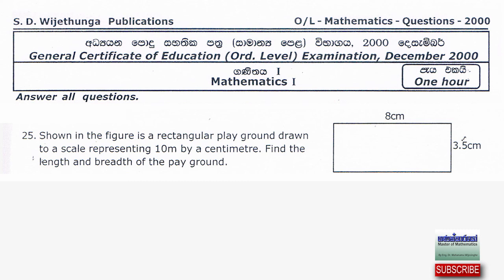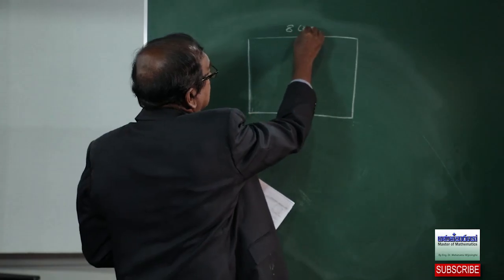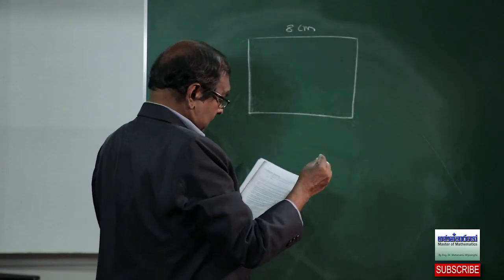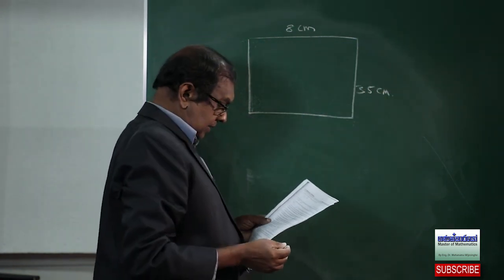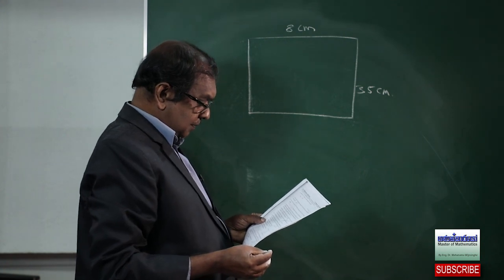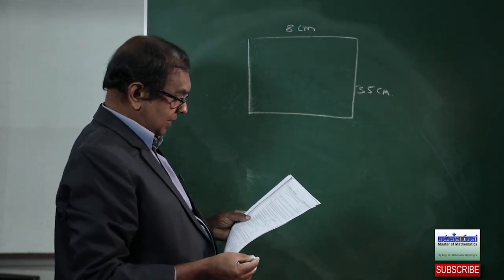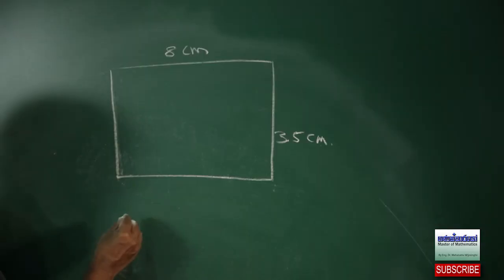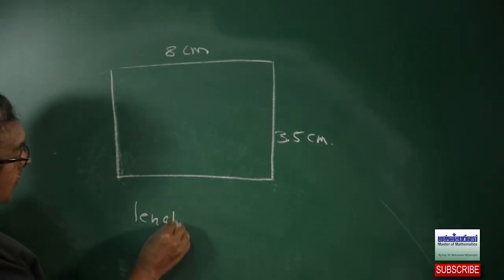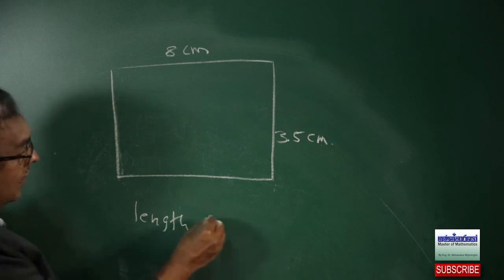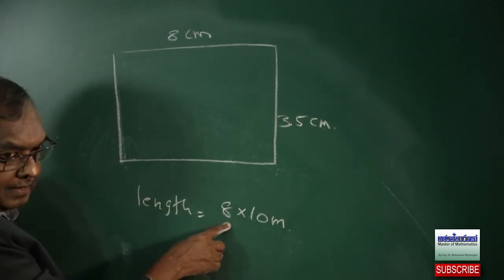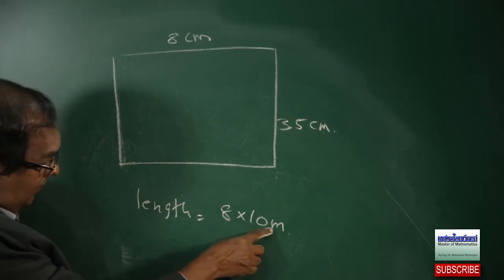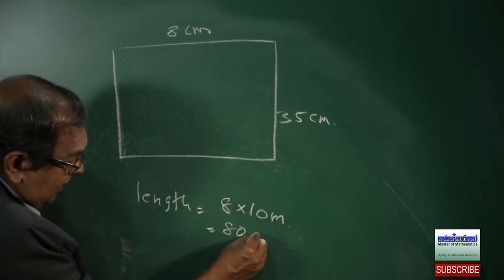In the given figure, the length is 8 centimeter and the breadth is 3.5 centimeter. According to the details, the scale is representing 10 meter by a centimeter. Then length equals 8 into 10 meter, since 1 centimeter equals 10 meter. That means 80 meter.